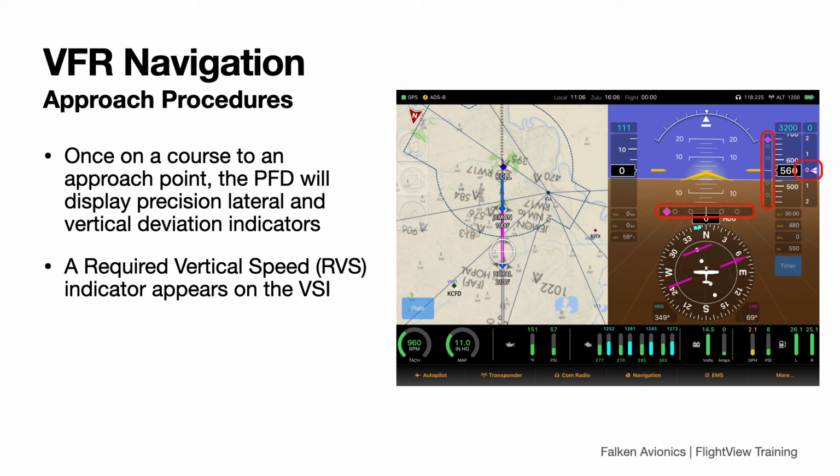All of the approach-related features are currently experimental. We plan on adding a few missing pieces, procedure turns, holds, and missed approaches in a future update. To be able to access the approach features, you'll need to have a USB thumb drive with the approach database connected to your flight data computer. You also need to enable the feature from the Experimental Features page in Settings.